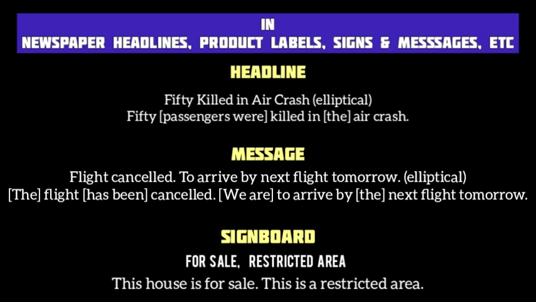Elliptical constructions are also common in signage or signboards. For example, "For sale" means "This house is for sale." And "Restricted area" is the elliptical construction for "This is a restricted area."